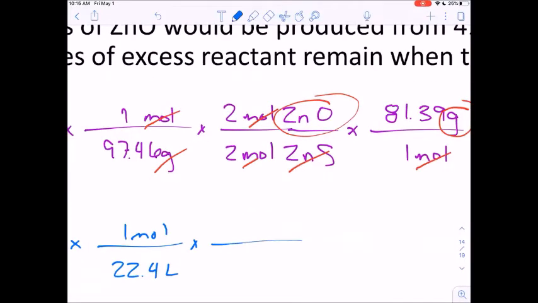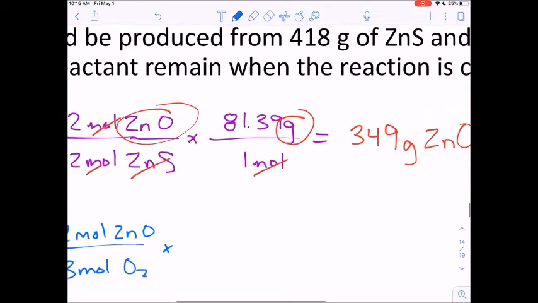B is always on top, so 2 moles of my zinc oxide for every 3 moles of my O2. And then my last step is going to be the same as it was above because I'm ending with the same part of the problem. So I need that molar mass, which is 81.39 grams per 1 mole.